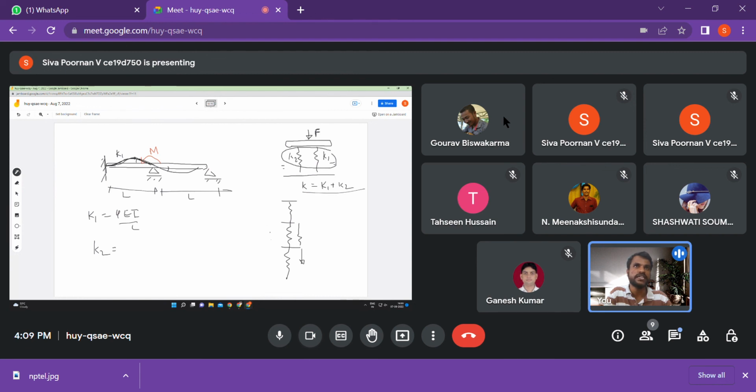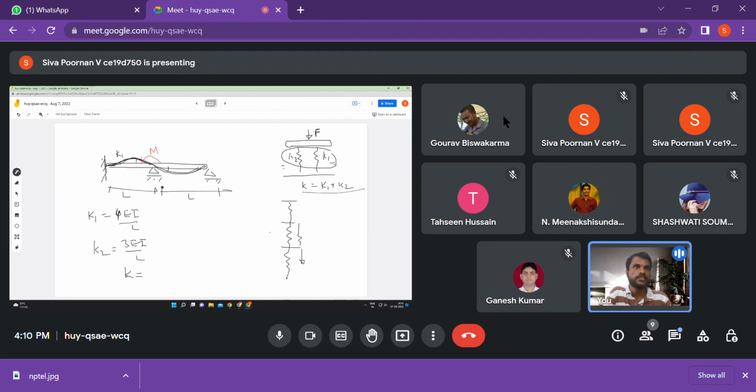It's a propped cantilever, right? Propped cantilever subjected to M1. M1 is a part of M, right? So the stiffness associated with that is 4E by L, right? And what will be K2? K2 from the second spring? 3E by L. So the total stiffness is going to be 7E by L, right?